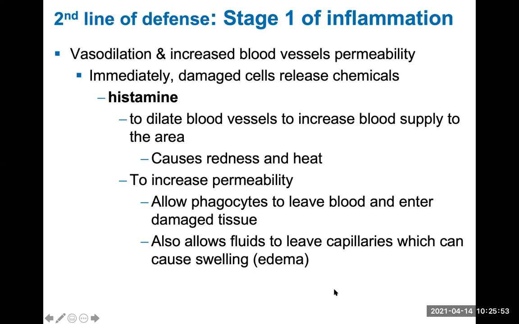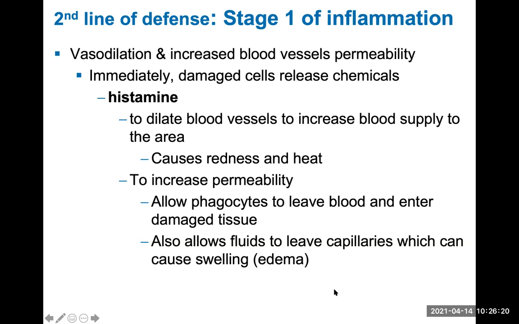Vasodilation, the purpose of that is to bring in more blood. Then you also need to increase the permeability of the vessels themselves so that as you bring in more blood, those white blood cells are able to squeeze through the blood vessel and get into the tissue. So the first stage of inflammation is that vasodilation and increased permeability.